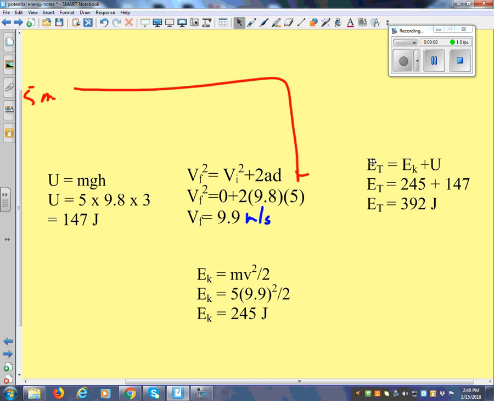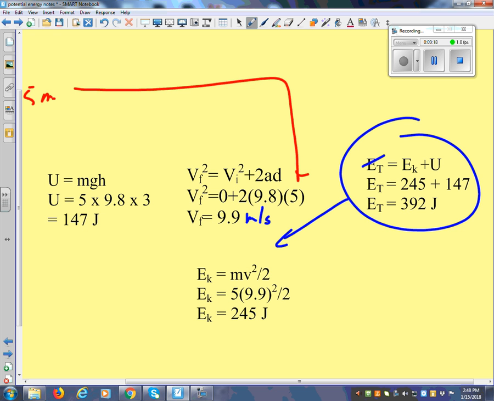Now, could we have used this idea to solve over here? Probably. Oh, yeah. Like I could have taken ET as 392, subtract the 147 to get the 245, and then put it in here to solve for the speed, right? I don't need to do it this way. So what I'm saying is you can go this way, or you can go that way. Okay, because energy must be conserved. The number one rule is energy must be conserved.